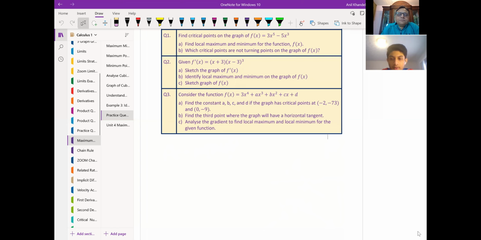Yes, sir. If we're given the function as 3x^4 plus ax cubed plus bx squared plus cx plus d, and the graph has critical points there, then they're referring to the derivative, right? So we should actually find the derivative first.